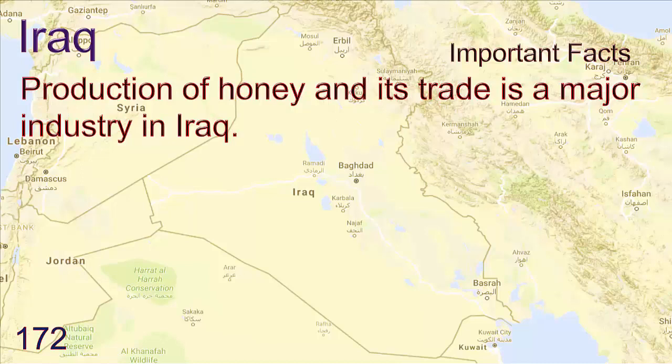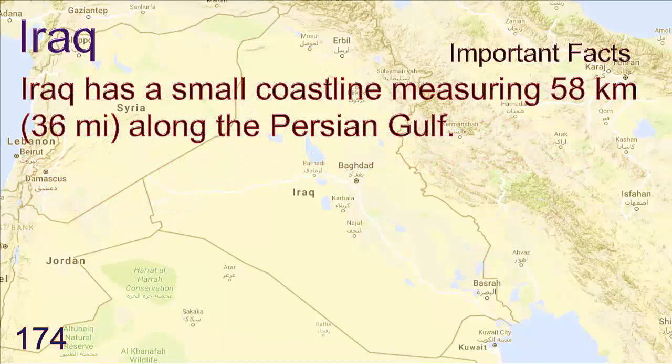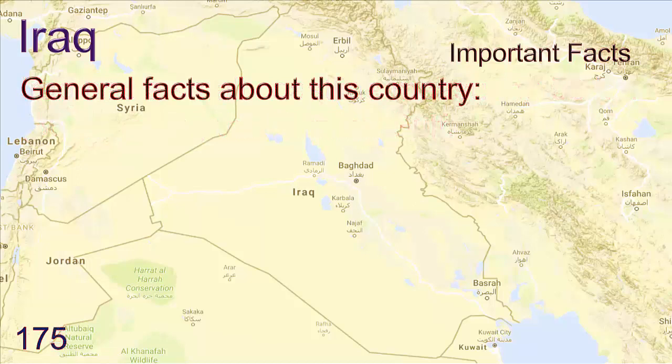Production of honey and its trade is a major industry in Iraq. The Epic of Gilgamesh is an epic poem from ancient Mesopotamia. It is often regarded as the earliest surviving great work of literature. Iraq has a small coastline measuring 58 km along the Persian Gulf. Now some general facts about Iraq.